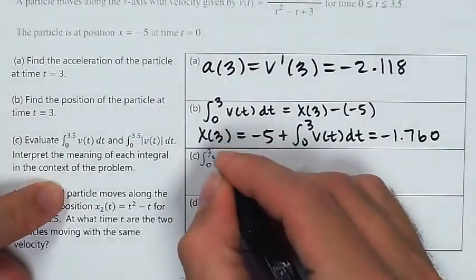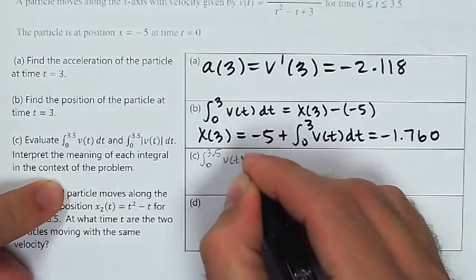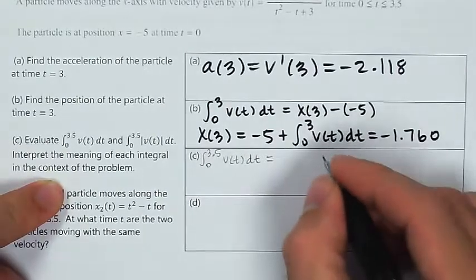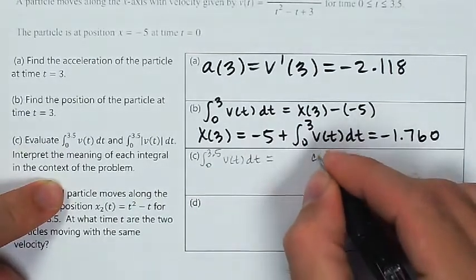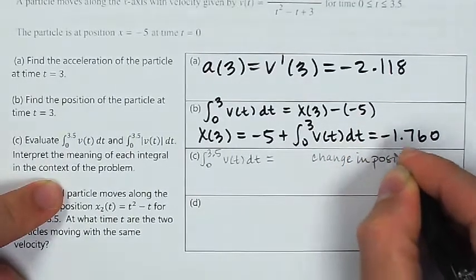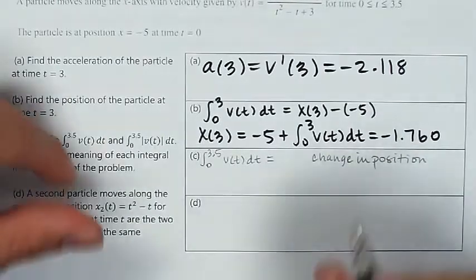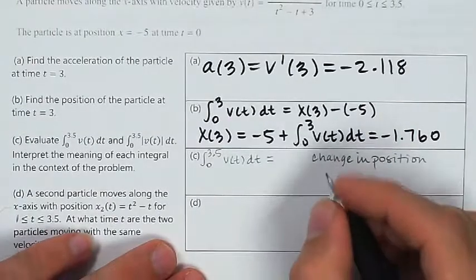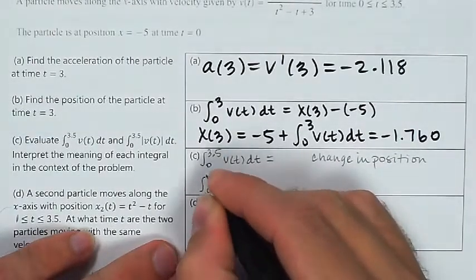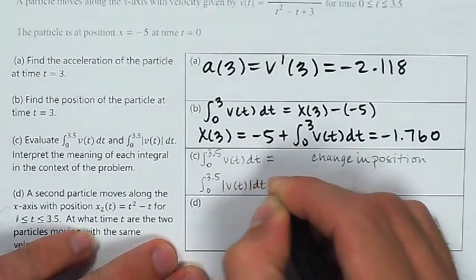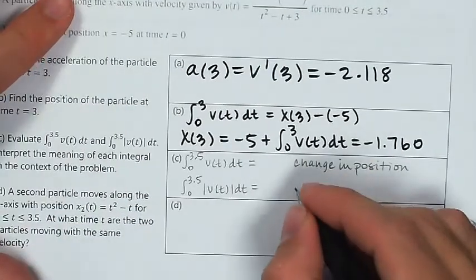The integral from 0 to 3.5 of v of t dt equals something and represents the change in position. If this were an actual free response question on an actual AP exam, I would recommend much more verbiage than that, maybe even with some units, but I'm not going to have room to put that in these boxes here. Okay, the integral of the absolute value of v with respect to t, that is giving the distance traveled. Okay, so that's total distance traveled.